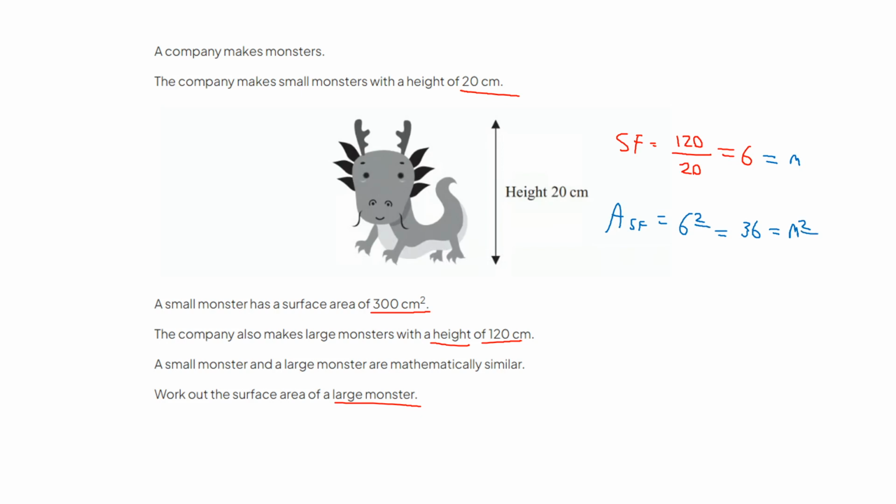And now we can work out the surface area of the bigger one. I'll call this area 2. It is just going to be 300 times 36, which is equal to 10,800 centimeters squared. Okay? And that is our final answer.